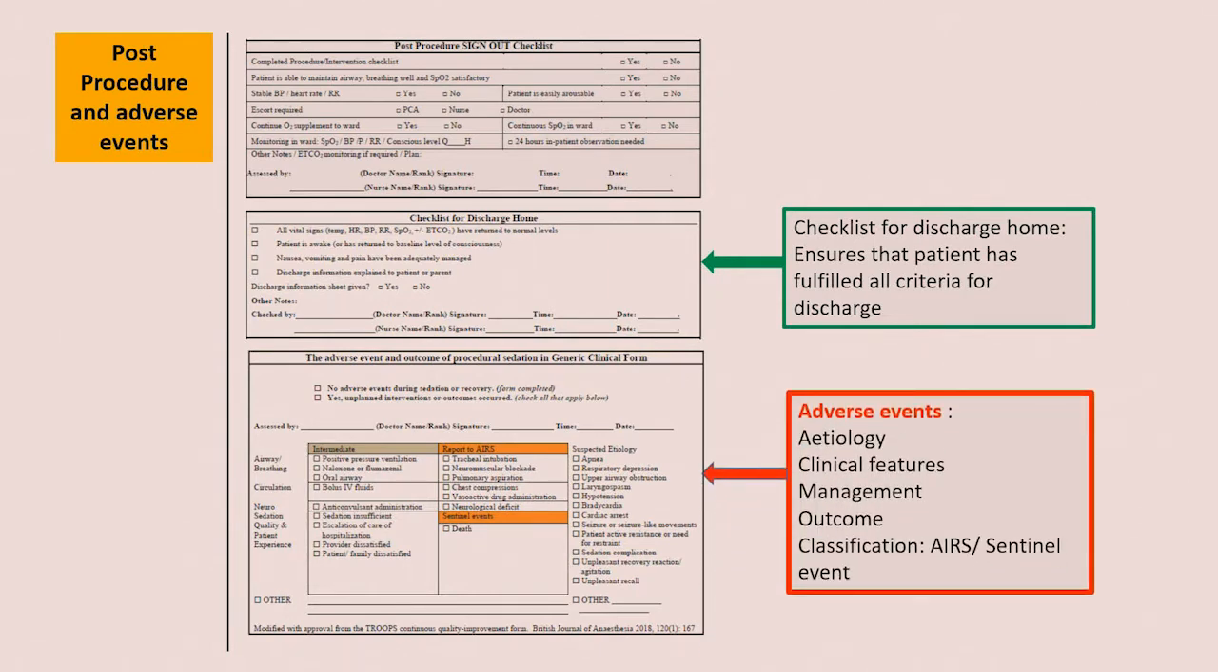Finally, this is the adverse events box. Adverse events are rare but important and should be documented carefully. Many times when we go back to review even major events, we find that the documentation is not as good as we had expected. The box provides a checklist for basic important items to document, like the etiology, clinical features, management, outcome, and classification, whether it's an AIRS or sentinel event.